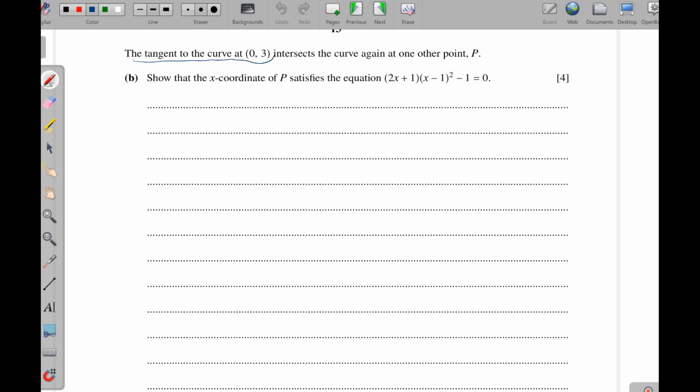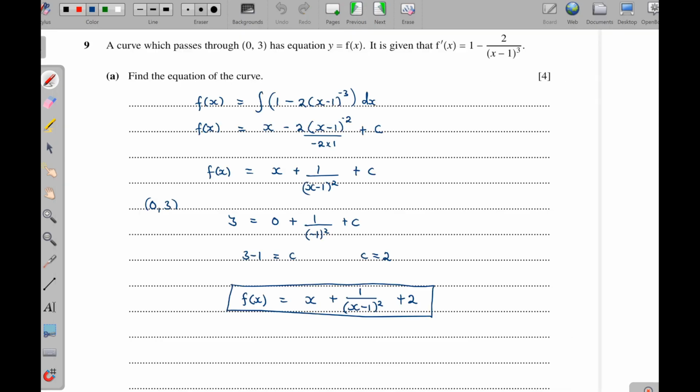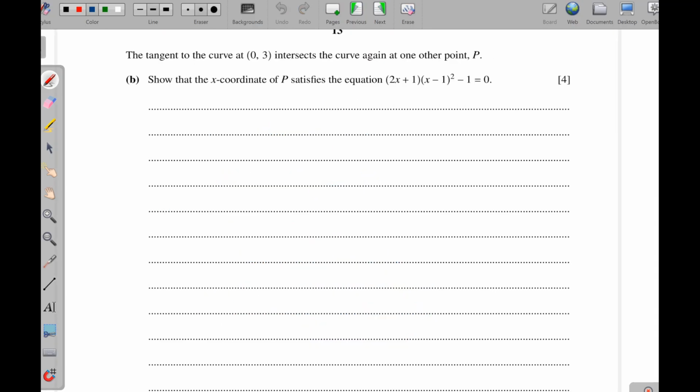The tangent to the curve at (0, 3) intersects the curve again at another point P, and they are saying show that the x-coordinate of P satisfies this equation. After finding the equation of the tangent at this point, we solve that equation simultaneously with the equation of the curve which we have gotten here. From there we can get the equation for the solution of those two where they meet.